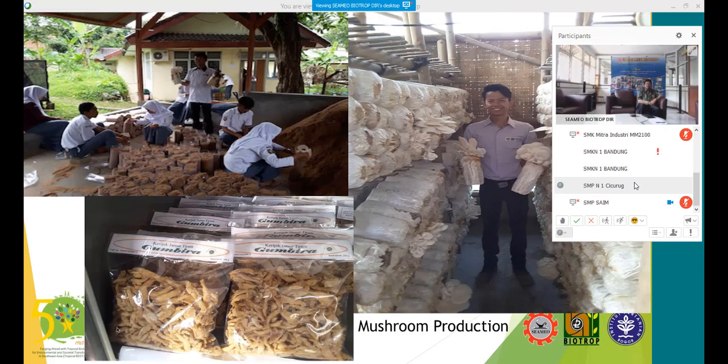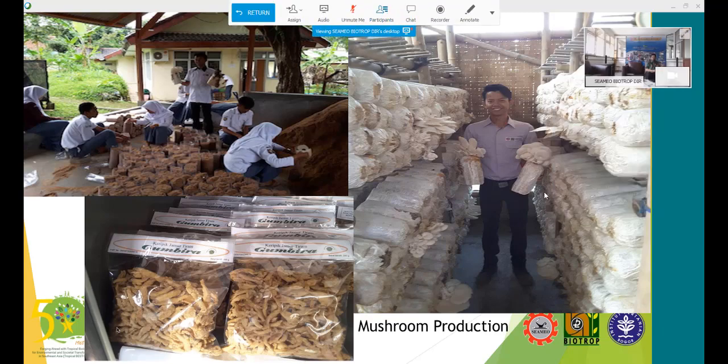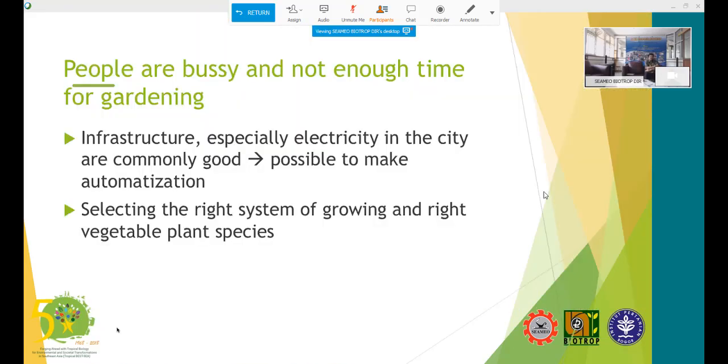This is the mushroom production that I mentioned earlier. Mushrooms can grow under heavy shade, and they need shade and also high humidity and low temperature. So many students come to Seameo Biotrop to learn, and they should become entrepreneurs when going back to their places. And mushrooms are not only produced fresh, but also in Seameo Biotrop, we process them into different products, for example, mushroom crisps with different flavors. Next.